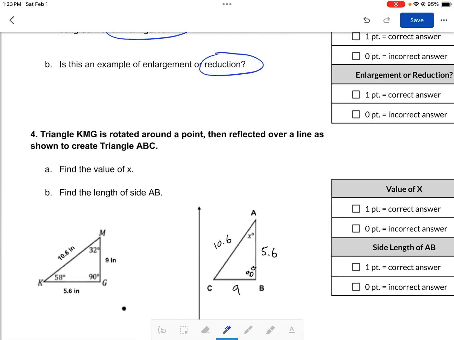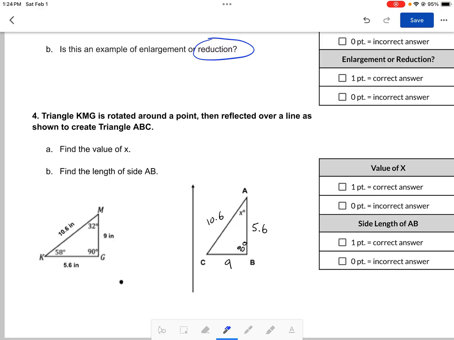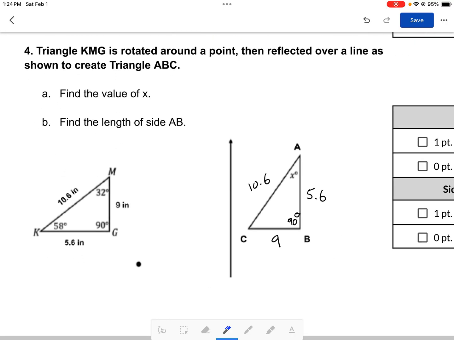Number 4 says triangle KMG is rotated around a point, then reflected over a line as shown to create triangle ABC. Okay, these can be really tricky. So when you look at this shape, notice that KG looks long, even though technically it's shorter. It looks longer, and MG is shorter. So when I rotate this triangle, this side is the same as MG, and this side is the same as KG.